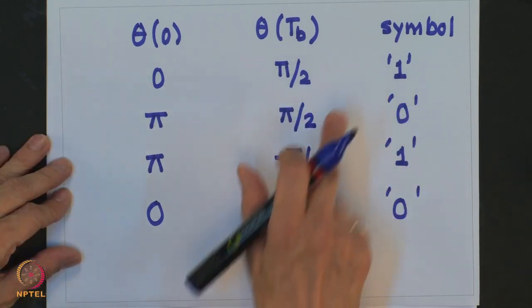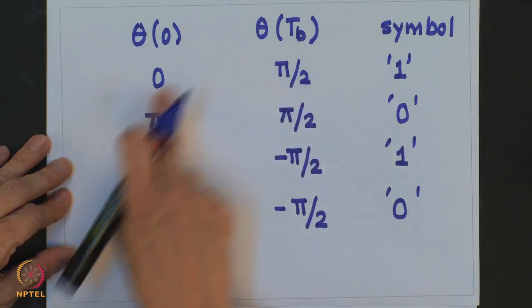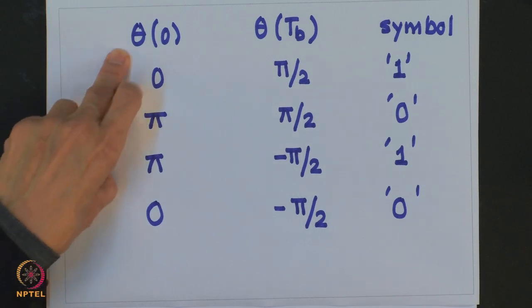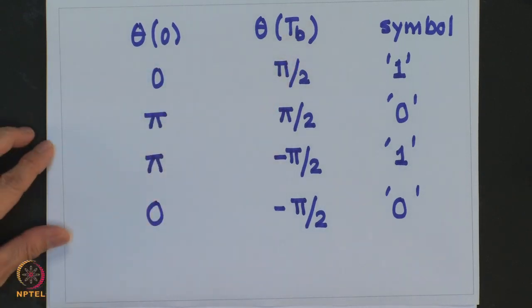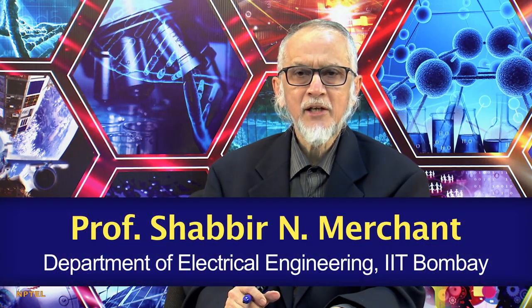So, what this means is that MSK signal may assume any one of the 4 possible states depending on the value of theta 0 and theta Tb. Now, based on this study, we will find out the orthonormal basis signals which are needed to represent this MSK signal, and then obtain the optimum receiver and calculate its performance in terms of probability of error. This we will do next time.